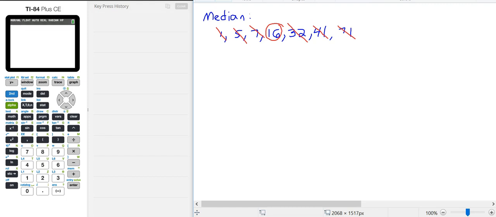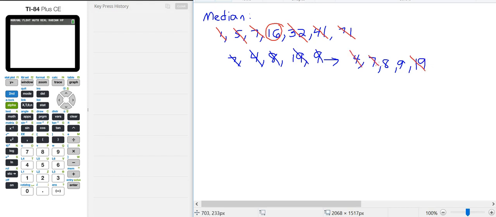Let's say your data was not arranged in order. Let's say we had 7, 4, 8, 19, 9. We would first have to arrange it in order from least to greatest, and then we could find the median. So 4 comes first, then 7, then 8, then 9, then 19. And now we could find the median. We're going to cross off 4, cross off 19, cross off 7, cross off 9, and the median is 8.